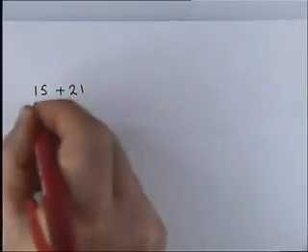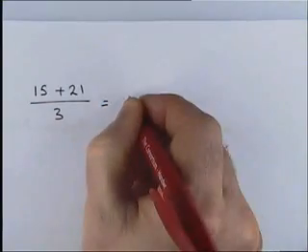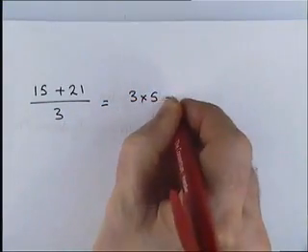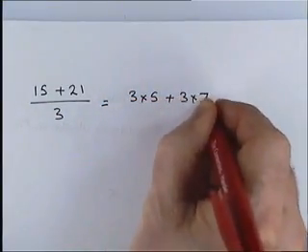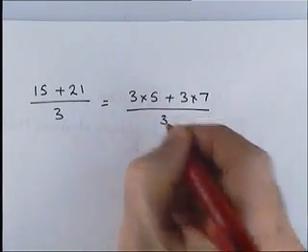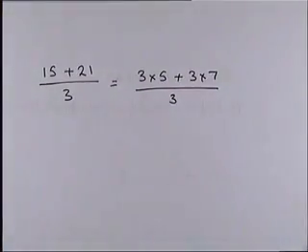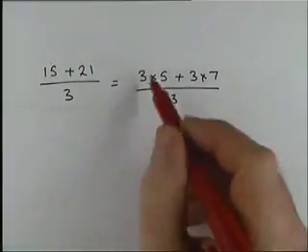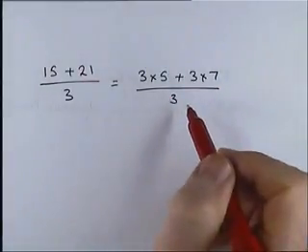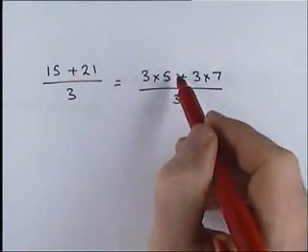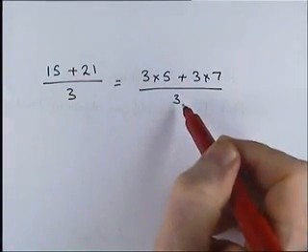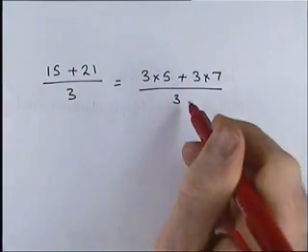When you are cancelling fractions like this, and I'll write it out again, I might have got them in a different order this time, 3 times by 5 plus 3 times by 7 over 3, if you're looking to cancel or simplify by dividing through by a common factor, you have to divide every term in the numerator by that common factor and every term in the denominator by that common factor.